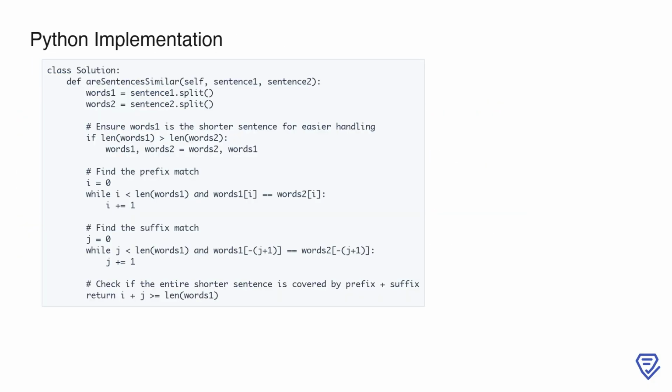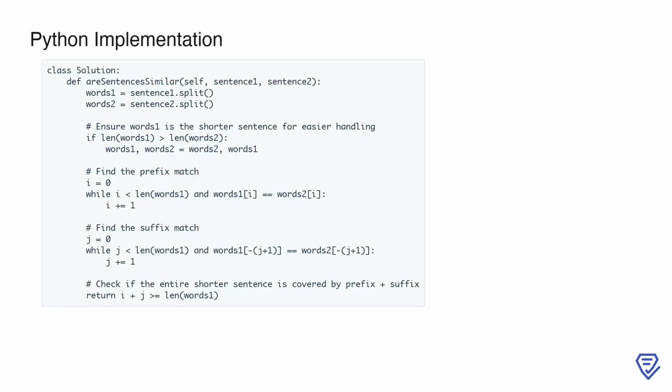This implementation solves the problem of determining if two sentences are similar by analyzing their prefix and suffix matches. The function first splits the input sentences into lists of words. To simplify handling, it ensures the shorter sentence is always processed first. The algorithm then iterates to match words at the beginning, the prefix, and the end, the suffix, of both sentences. Using two counters, i and j, it counts how many words match from the start and end respectively. Finally, the function checks if the total matched words, i.e., prefix plus suffix, cover all words in the shorter sentence. If so, the sentences are deemed similar.